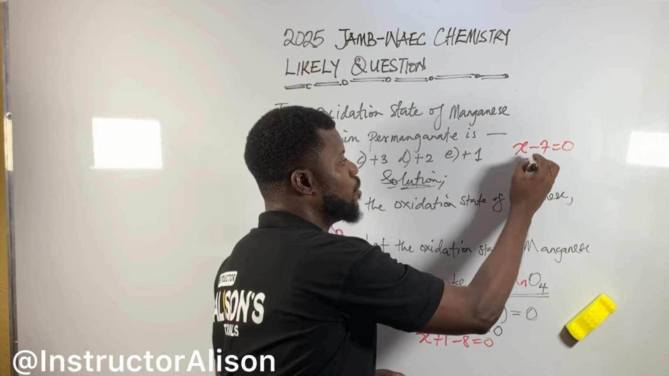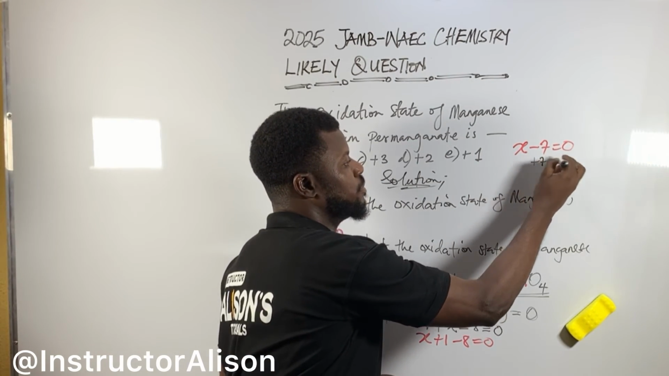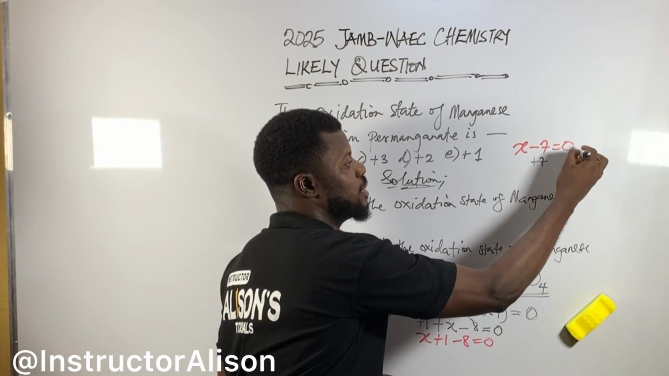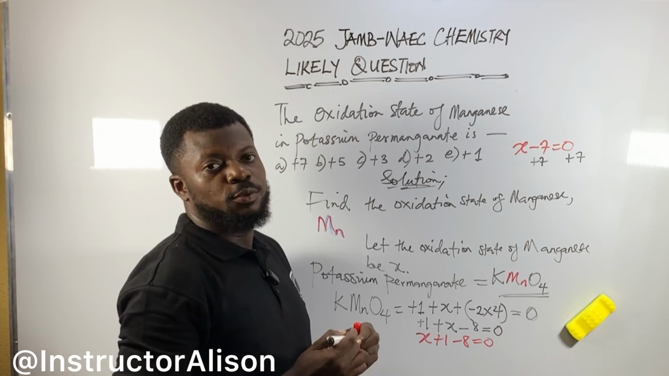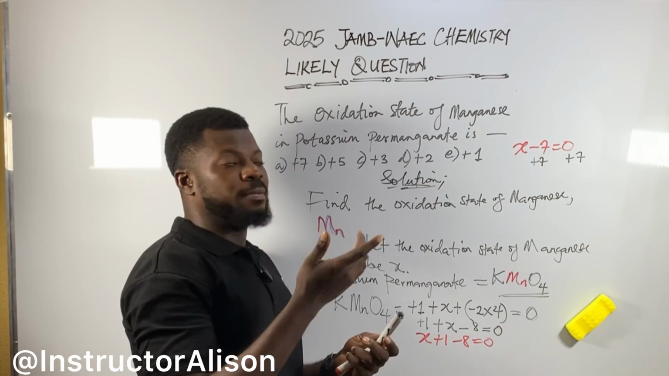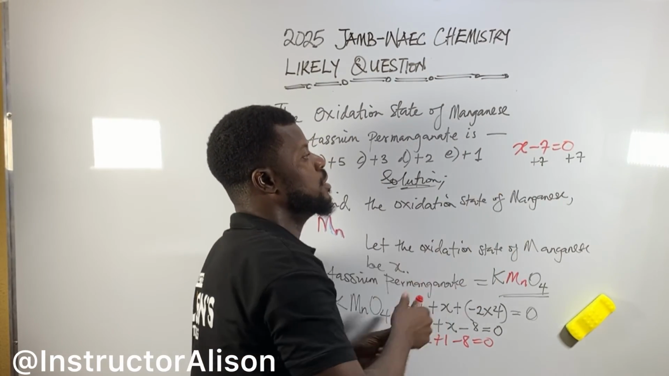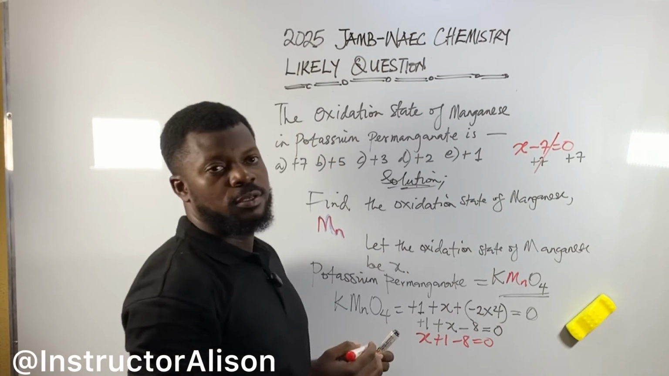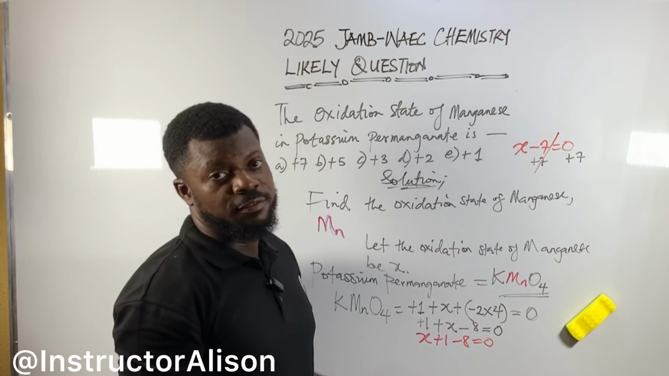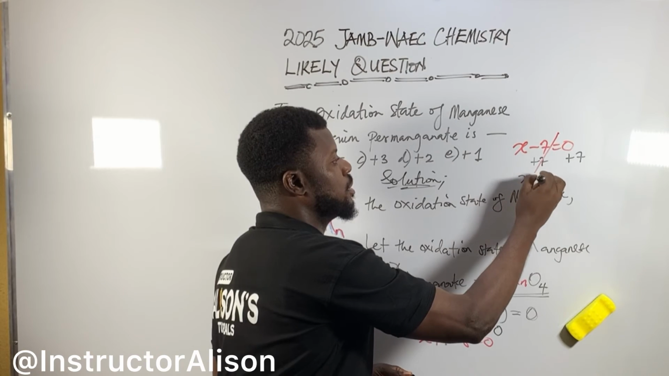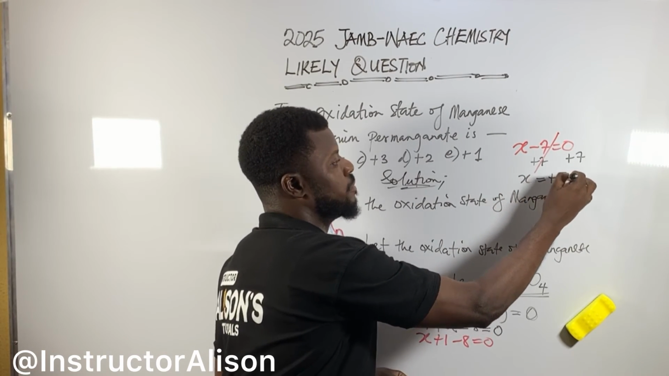So +7 comes. If you bring that +7, it must not come for only this side, you must come for both sides. So we add 7 to both sides. Why? Because we want to remove -7. So you can see -7 plus 7 is now 0. The two of them are gone. So 0 plus 7 is 7. You get x equal to +7.